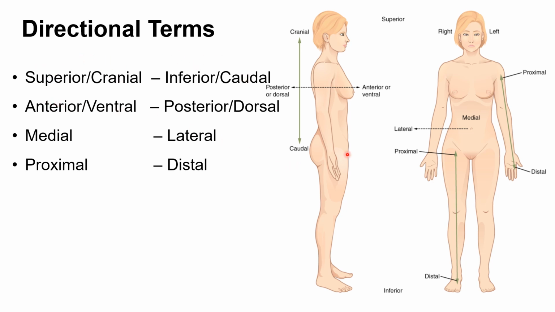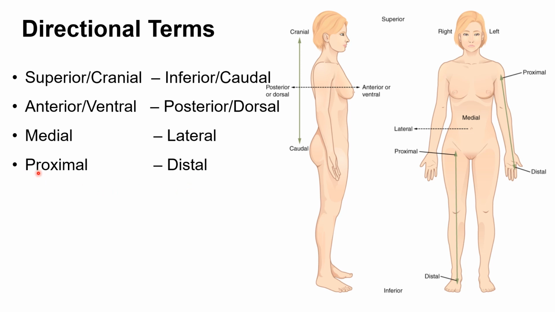Anterior or ventral is the front of the body. Posterior or dorsal is the back side of the body. Medial versus lateral. Let's use this picture. Medial would be towards the midline of the body, where lateral would be out towards the sides.